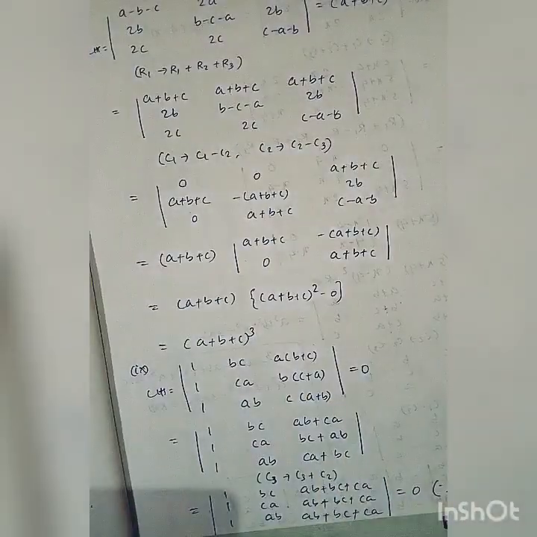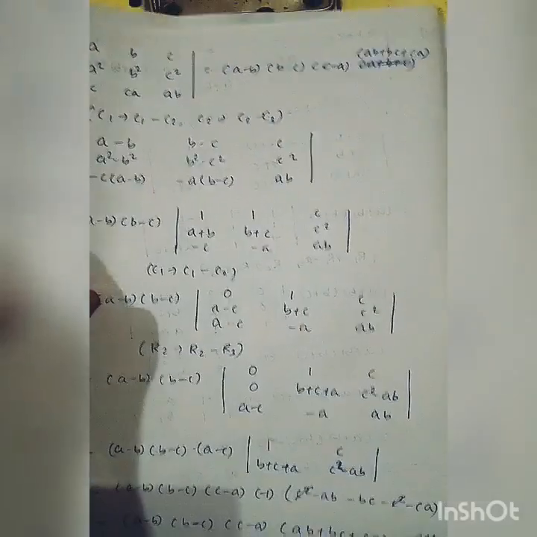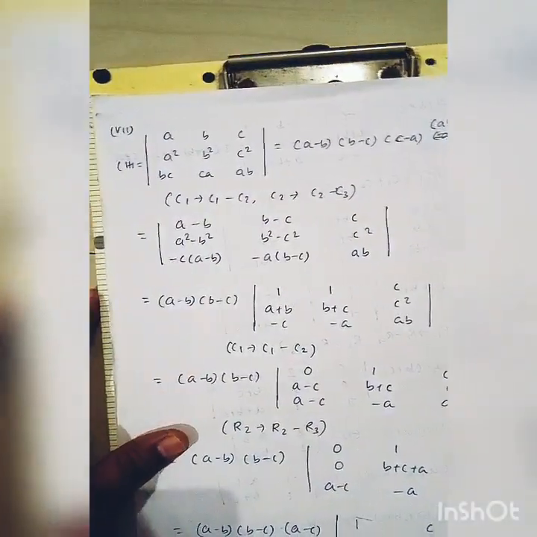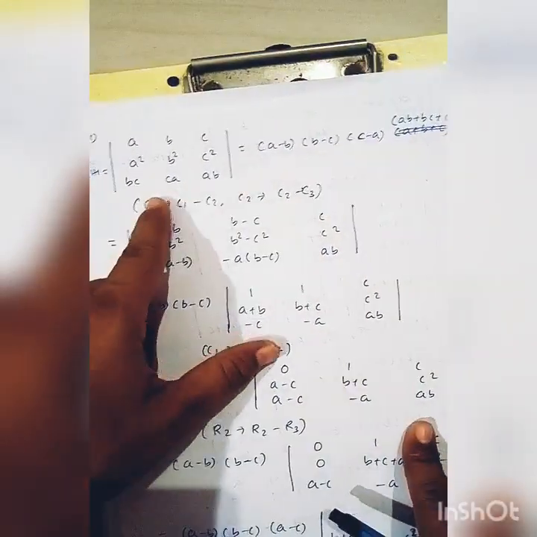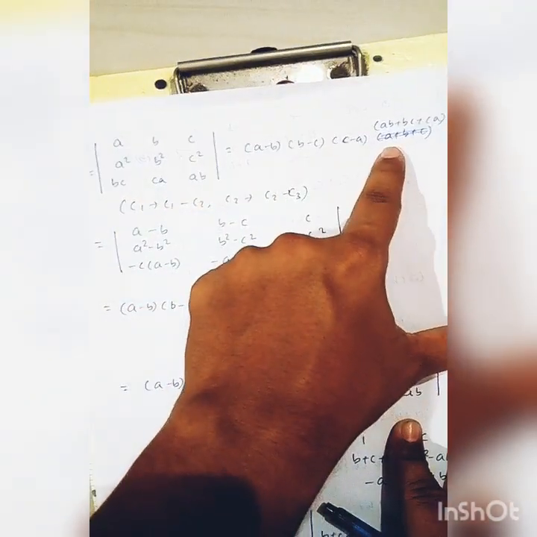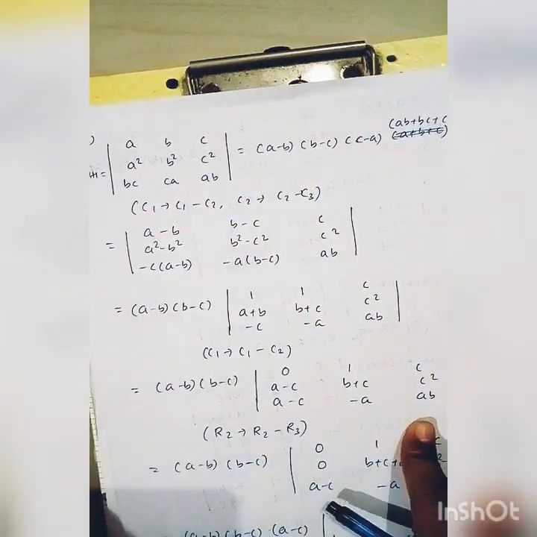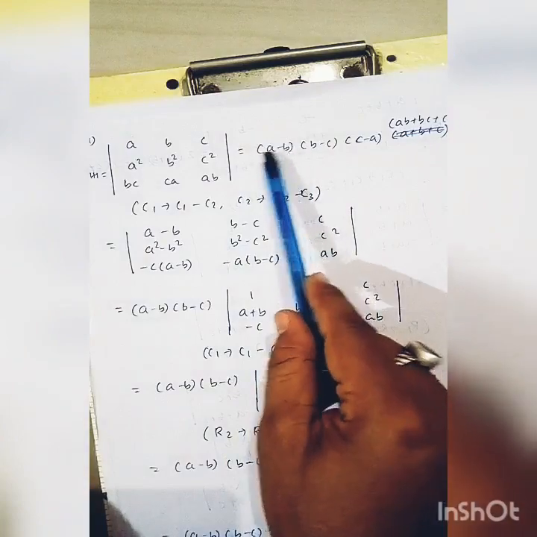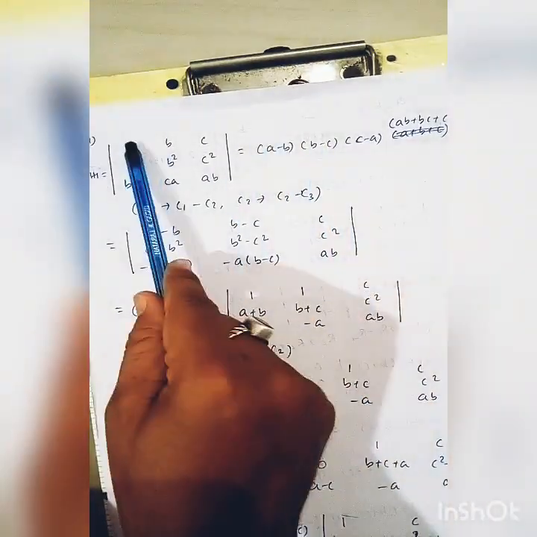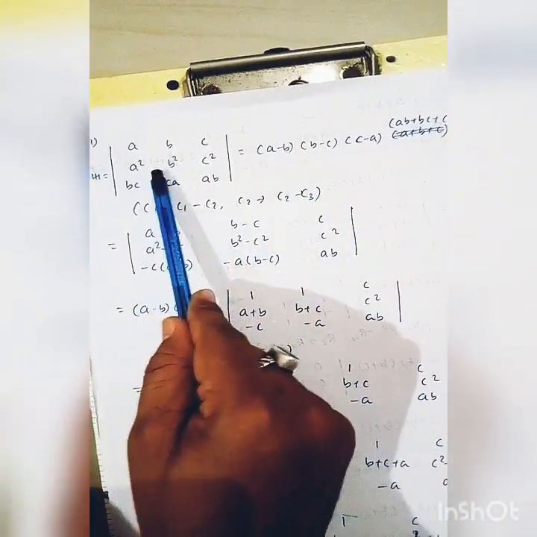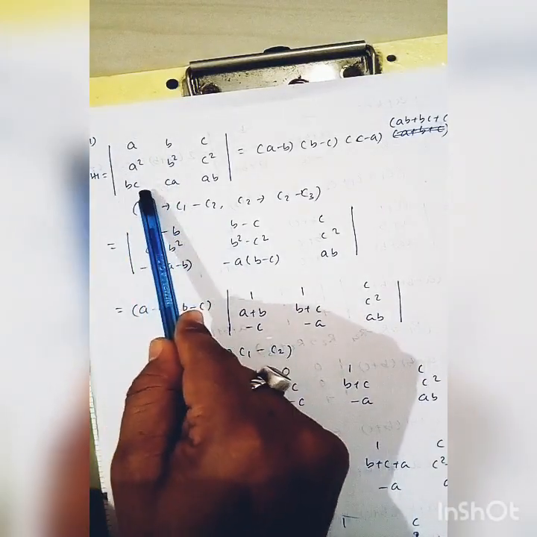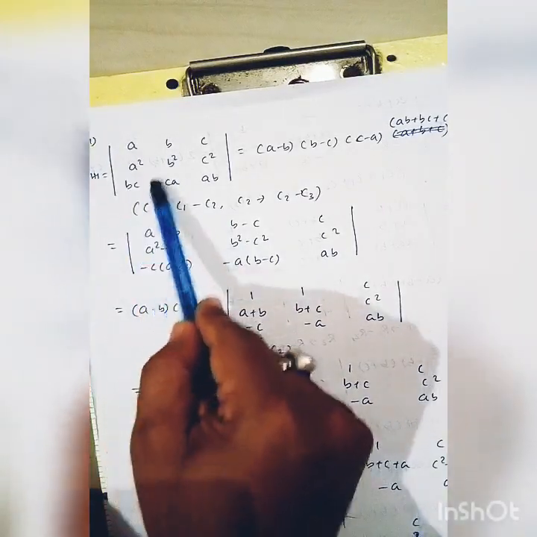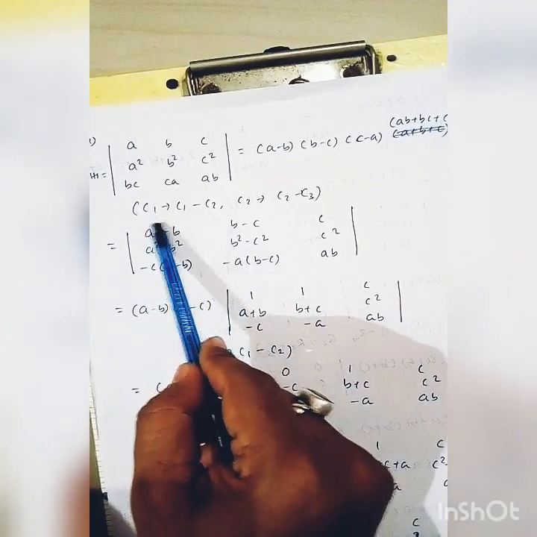And the question, prove that the determinant of this is equal to this. First observe the question. As in the proof, there is a term a minus b, b minus c. So column 1 minus column 2, a minus b, a square minus b square, bc minus ca. By taking common c, it is b minus a. So you can take common a minus b from column 1 if you use this property.